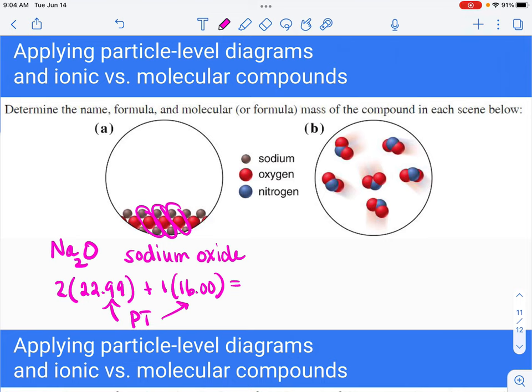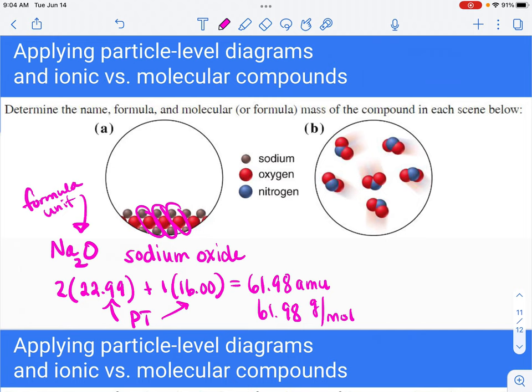of 61.98, I'm going to call it AMUs as a formula mass. It's a formula mass because this is an ionic compound, and this would be a formula unit. If I were looking for molar mass, then I would call it 61.98 grams per mole.